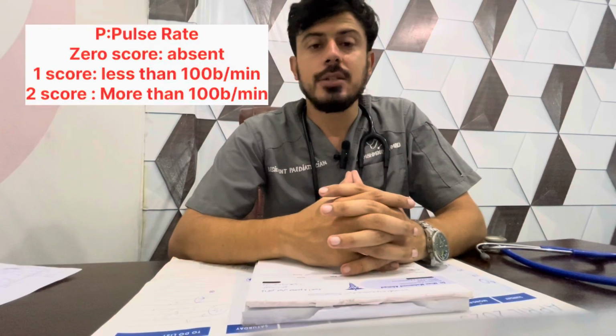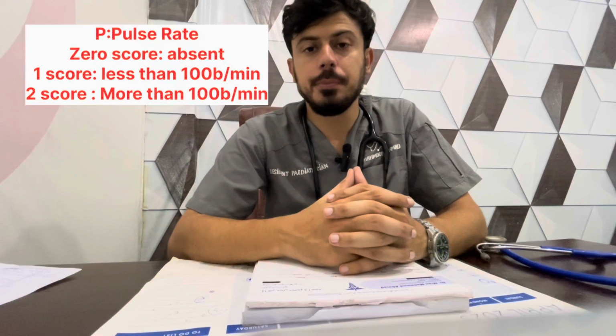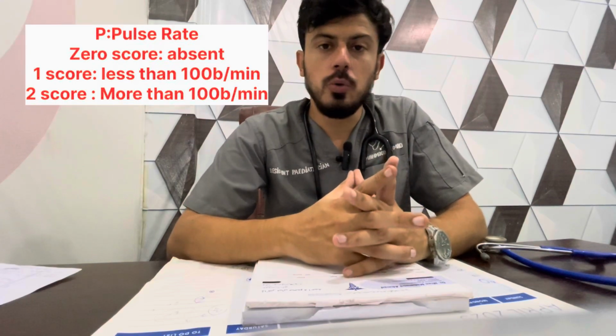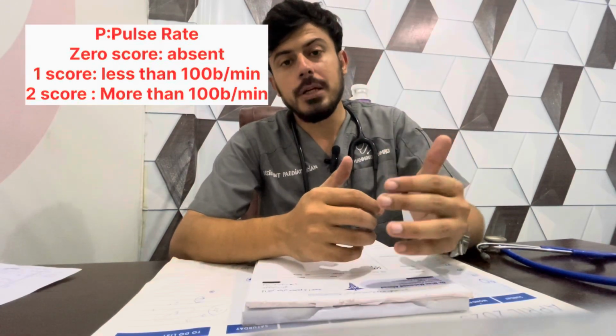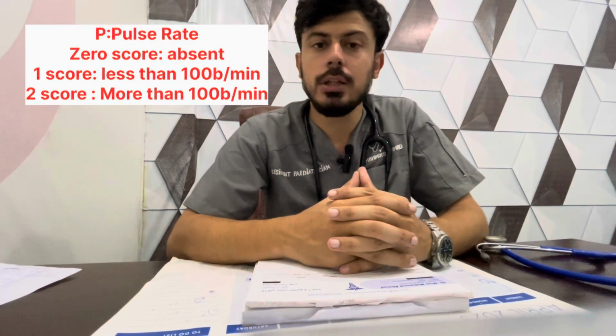Now coming toward the P, that is pulse rate. If after the birth the heart rate is more than 100 beats per minute, the APGAR score will be 2. But if the pulse rate is less than 100 beats per minute, the APGAR score will be 1, and if there is no heart rate after birth, the APGAR score will be 0.